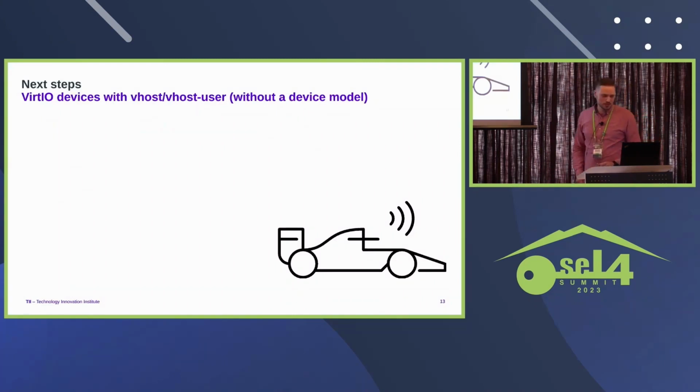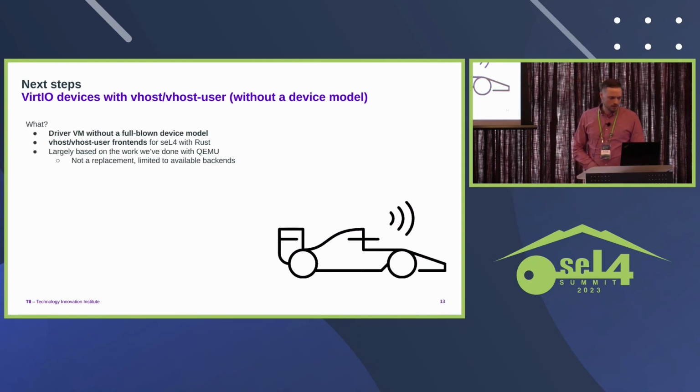So QEMU is quite big, over 1 million lines of code. And if you only need, let's say, VirtIO net, you don't want to be carrying that around. So we are building these driver VMs without the full-blown device models. What we are actually doing is building vhost and vhost-user front ends with Rust, and those will be built within the driver VM.